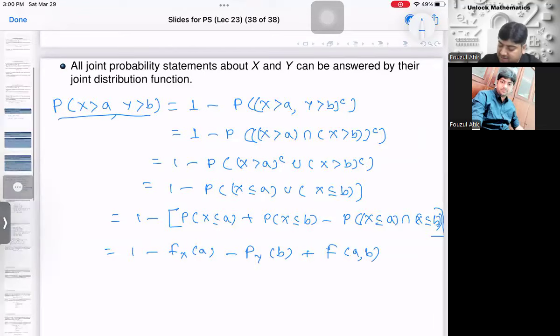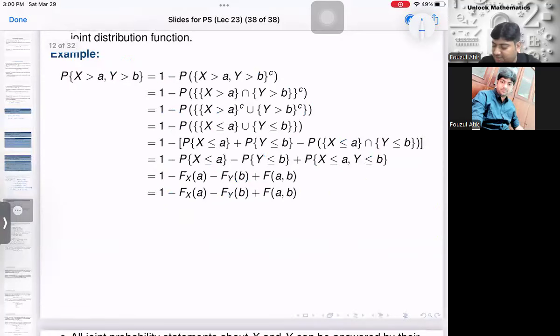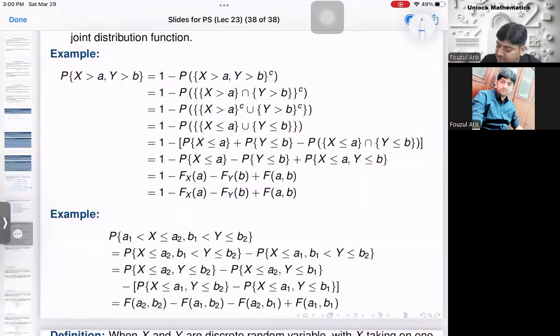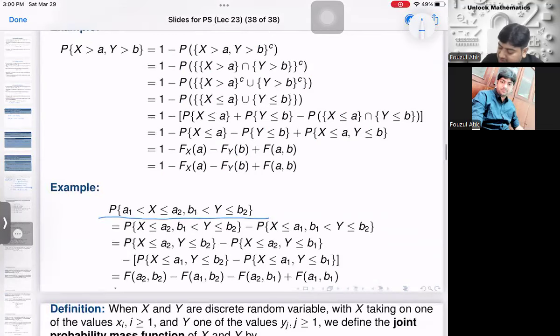Similarly, we can find the probability of this kind of event, that a1 less than x less or equal to a2, comma b1 less than y less or equal to b2. If we find that in the same way, we can get F of a2 b2 minus F of a1 b2 minus F of a2 b1 plus F of a1 b1. I'm not simplifying it. You should just see that this is happening. If we know the distribution function, we are able to get the probability.